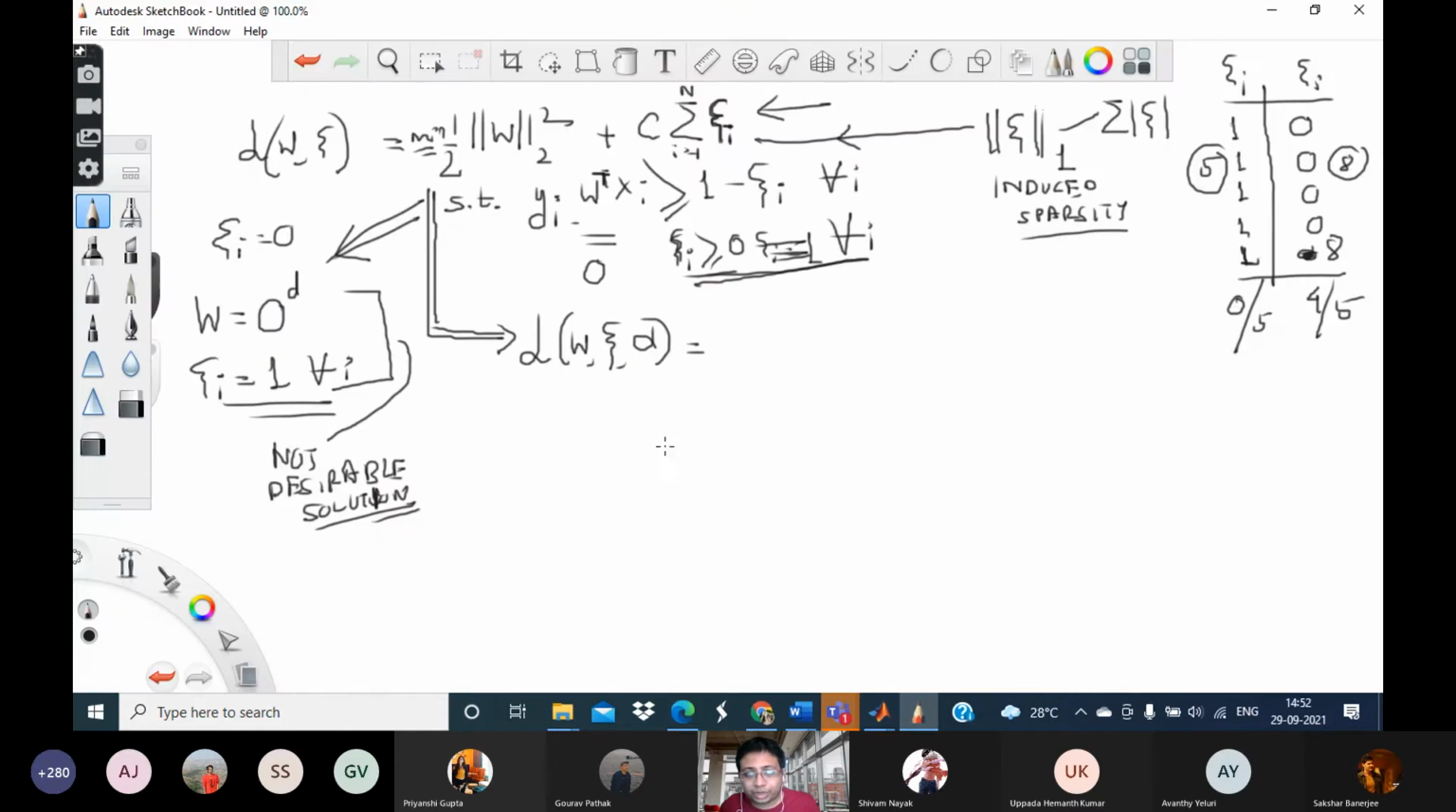That is to say what? That is to say, W is equal to summation alpha i yi xi. This expression for W remains unchanged despite the introduction of all the xi's. But the calculation of these alpha i's will change.